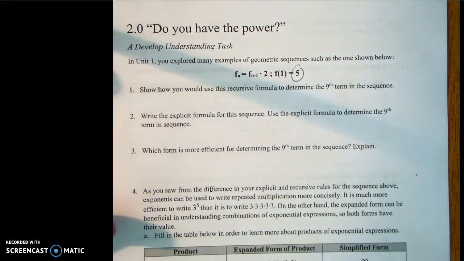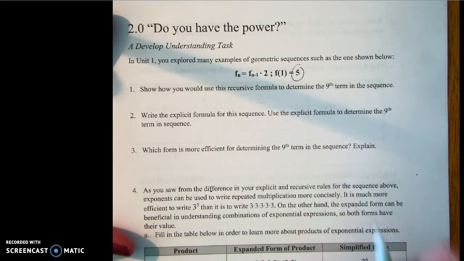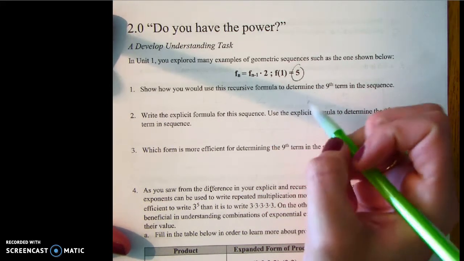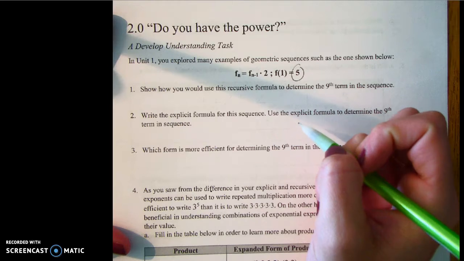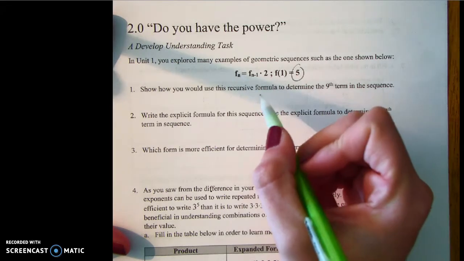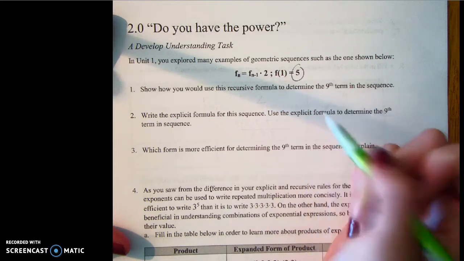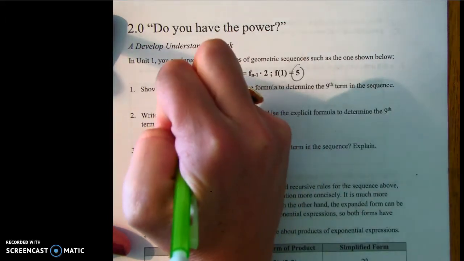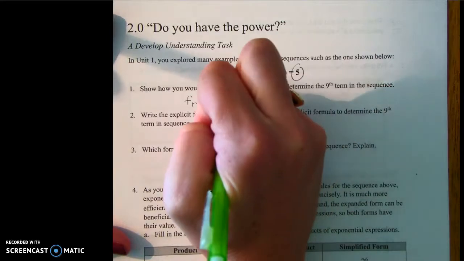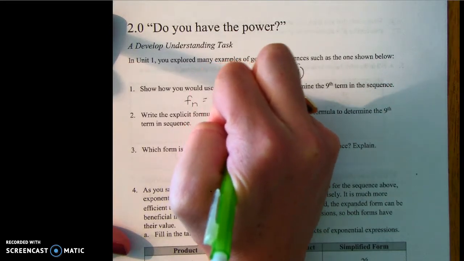Okay, let's go over this activity 2.0 that you just completed in your groups. So the first part here is just going over what we've learned about geometric sequences and how to use the recursive and explicit formulas to find different terms in the sequence. So to use the recursive formula to find the ninth term, we're trying to find f of n, which would be the next term. I know that right now I have 5, and I'm going to multiply that by 2.